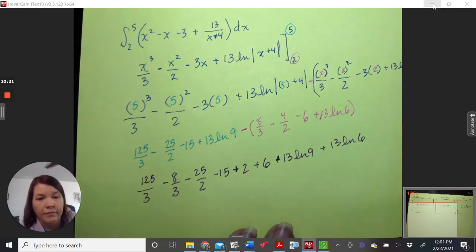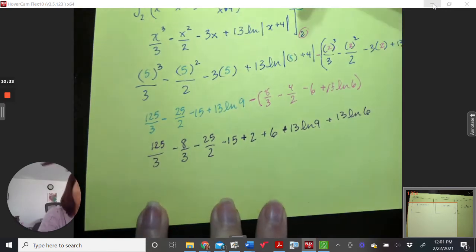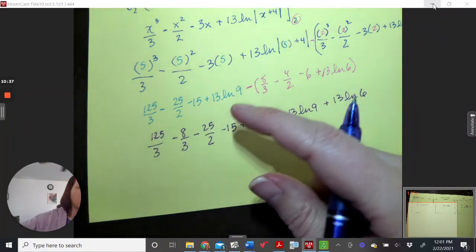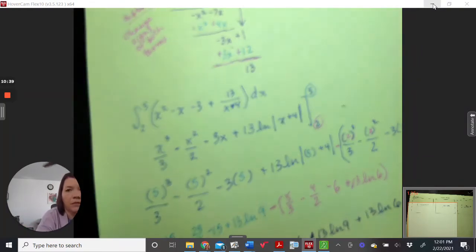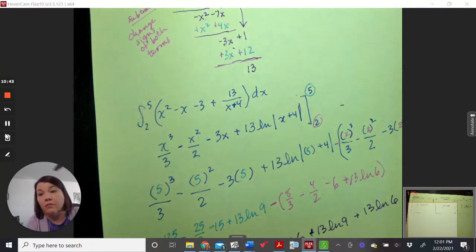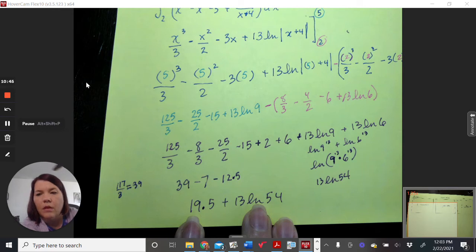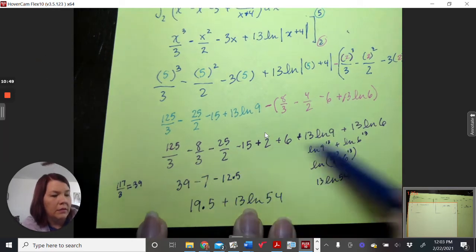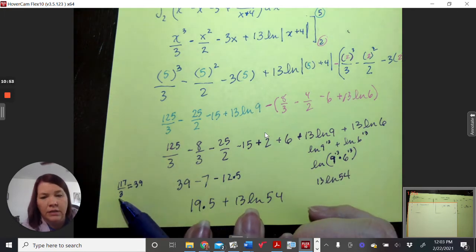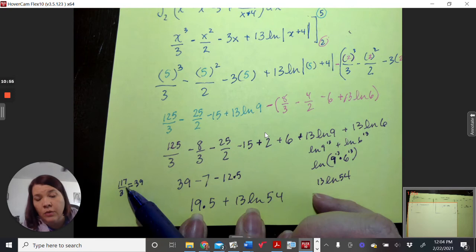I'm going to simplify with this. Okay, so I plugged in, like I said, and then I rewrote this. So 125 over 3 is 119, minus 8/3 is 117 over 3, so that's just 39, so that's where 39 came from. Negative 15 plus 2 plus 6 is 7, and 25 divided by 2 is 12.5, which led me to 19.5. Okay, in case you're wondering where that came from.